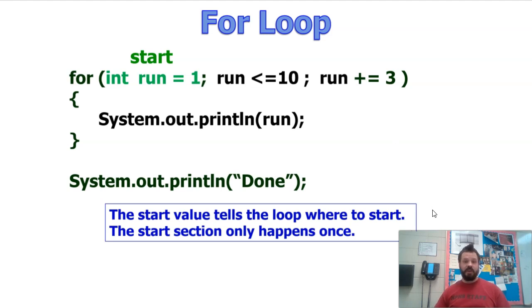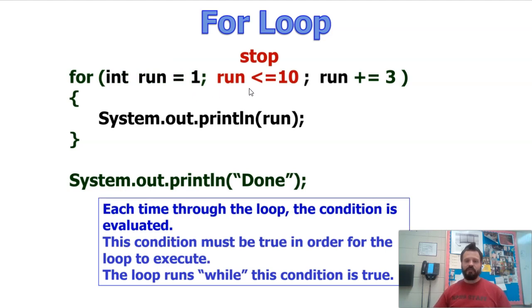So again, the start value tells the loop where to start. And one of the tricks here is that the start section only happens once. Once we initialize i to 1 and start counting up, this line of code's not going to get run again. We're never going to go back to the 1 there. It only happens once.